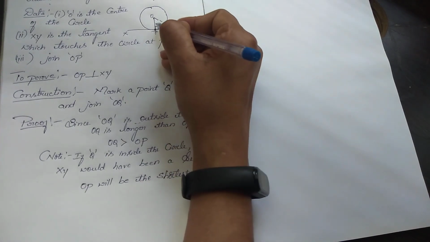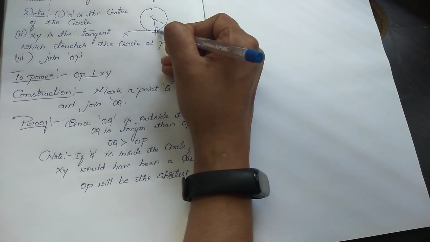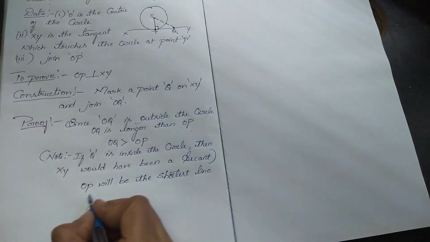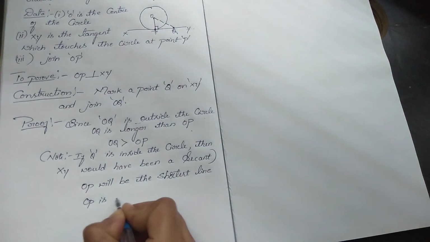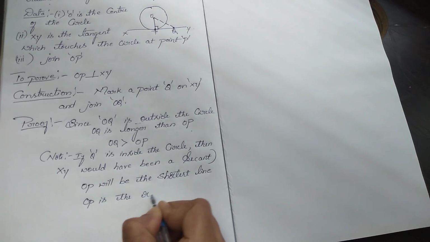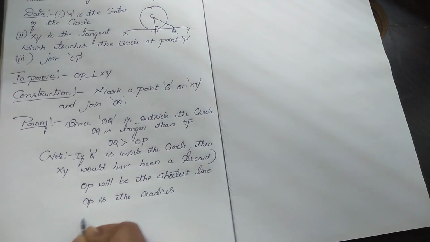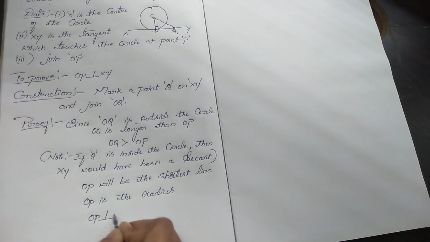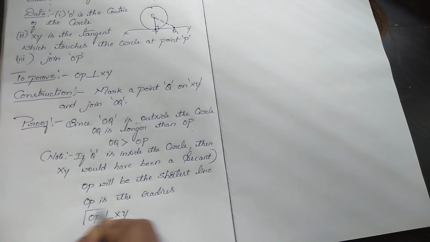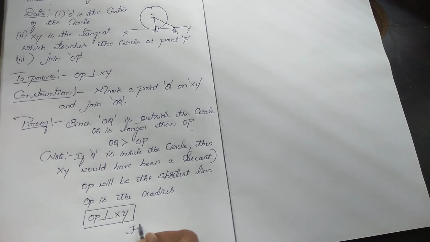So if OP is the shortest line from center to tangent, then this OP is a radius. OP is the radius and the radius is perpendicular to tangent XY. So hence proved.